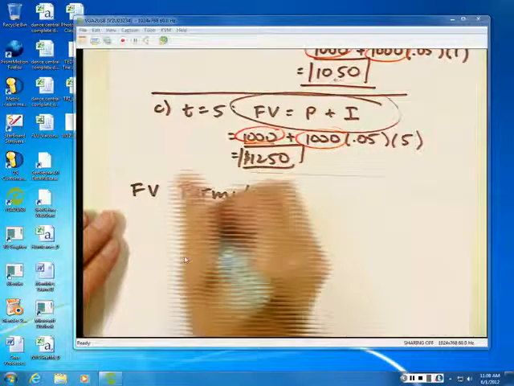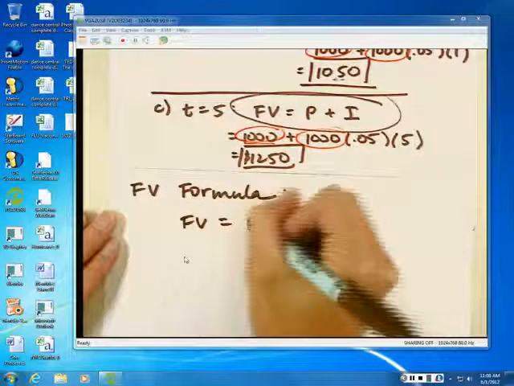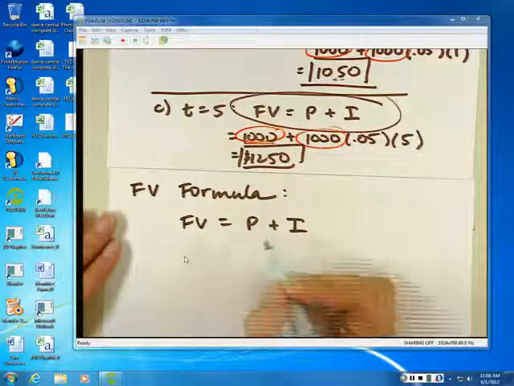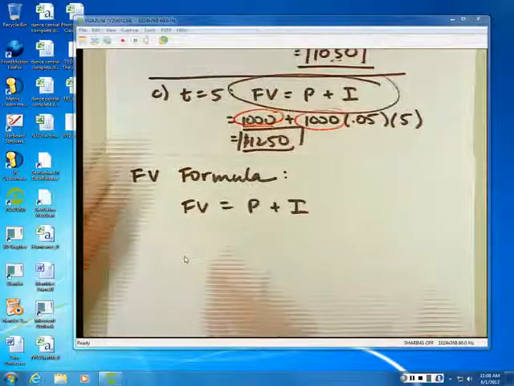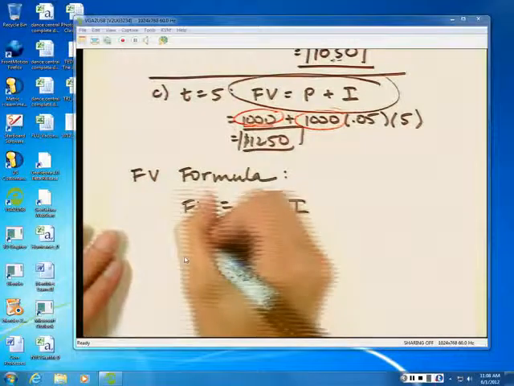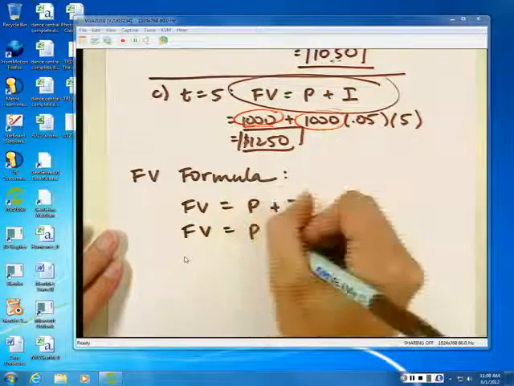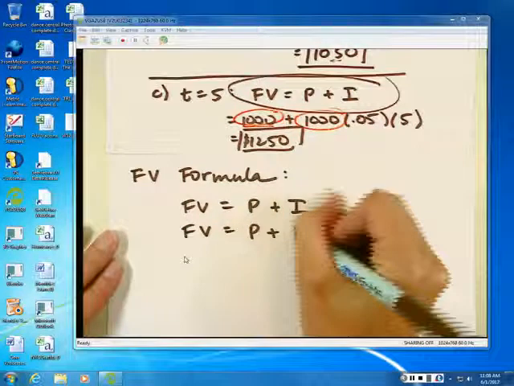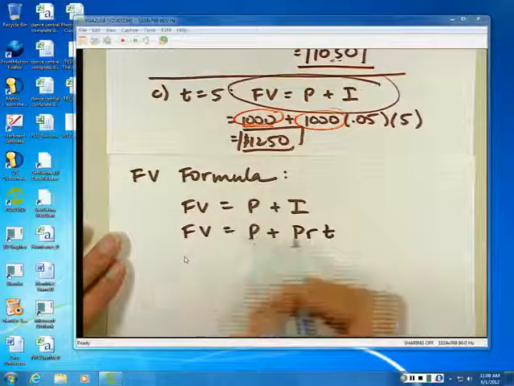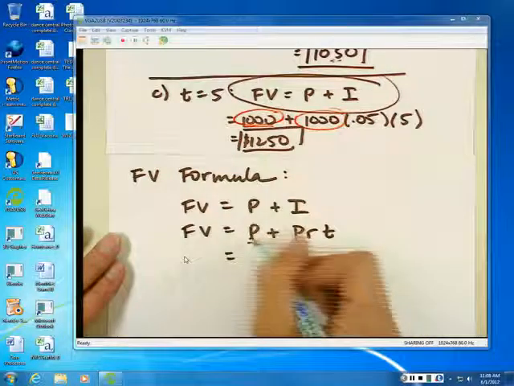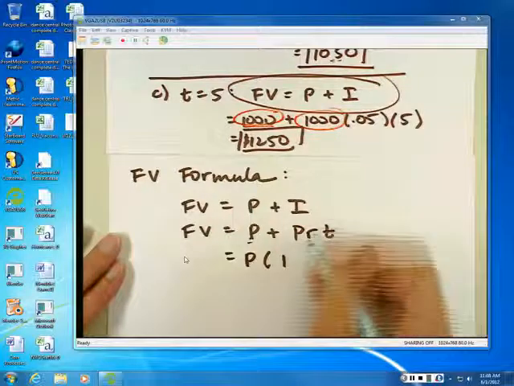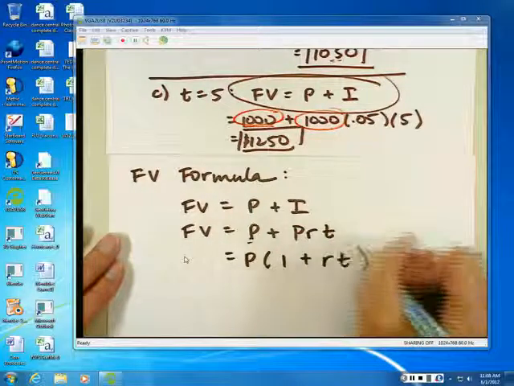We know that the future value is principal plus interest. And if you want to do it using this formula, it works perfect. But there is kind of a prettier looking formula, I guess, and I'm going to show that to you. So principal plus interest is principal plus principal rate time. I can factor that P out. And if I factor the P out, P divided by P is 1. PRT divided by P leaves me with the plus R and the T.